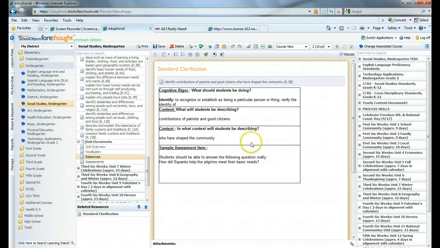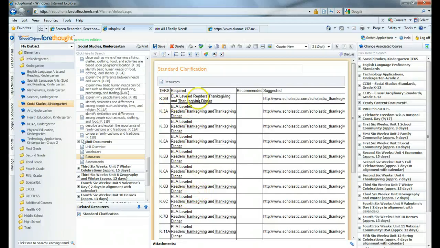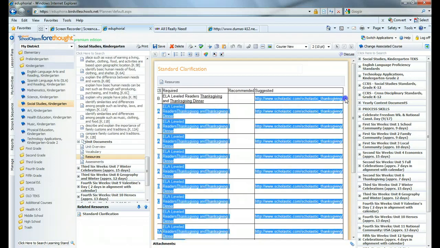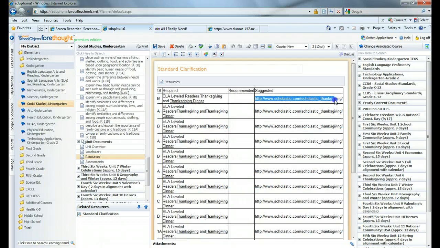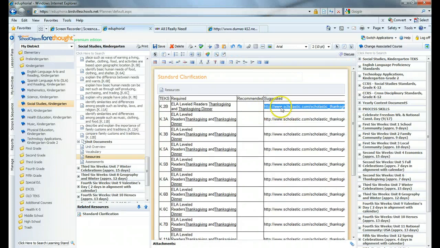I also want to show you on the resources document a few things. This is where you can use your ELA. You should have 2 ELA leveled readers, Thanksgiving and Thanksgiving dinner. But in addition to that, I have a website here for you to go to that I think you will really like. This website has been up for a while, and I know it was on CCO last year. If you will highlight that website, let's get to it and see what we have here.